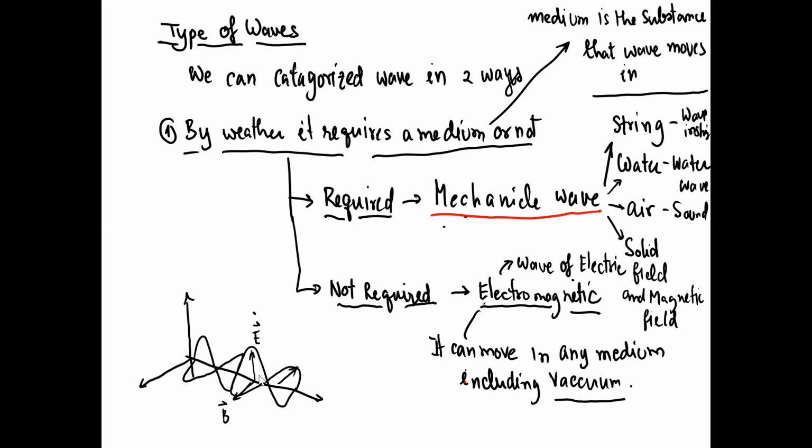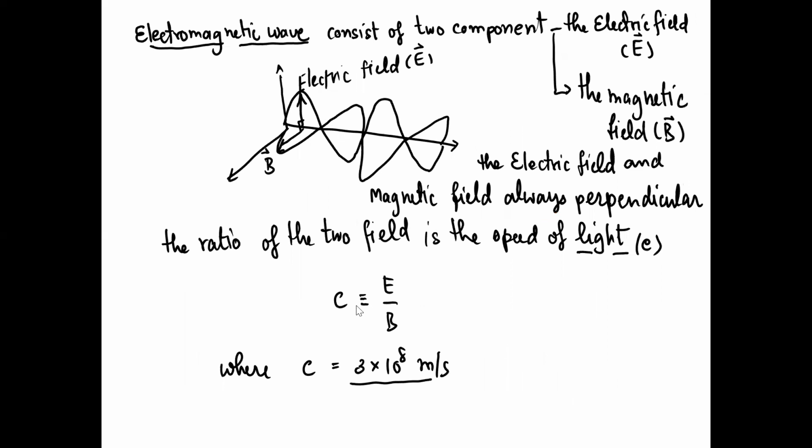And it's also the only component that doesn't require a medium. It can move in vacuum. Okay, so the ratio between the electric field and the magnetic field is 3 × 10⁸ meters per second, which is the speed of light.